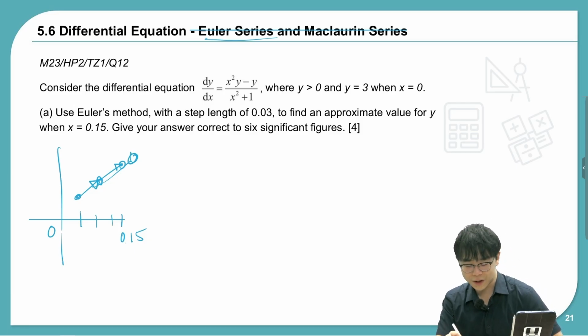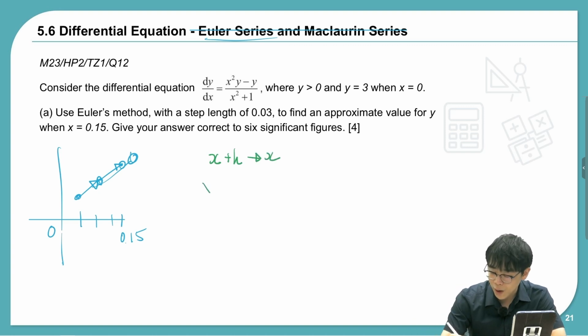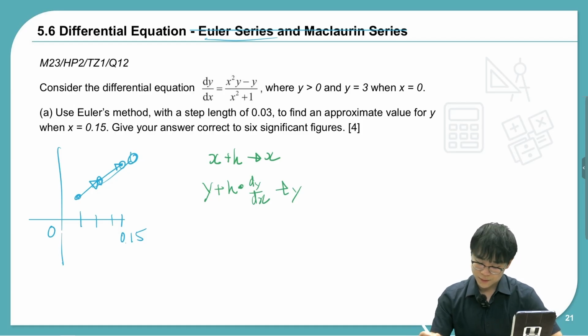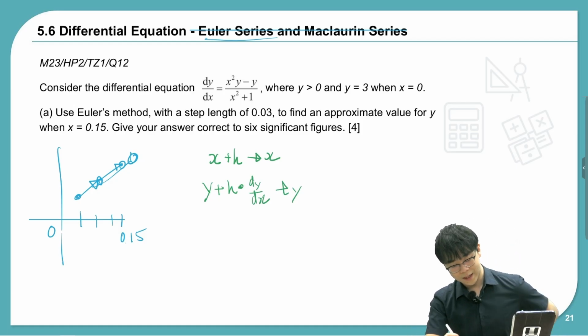So without actually solving this differential equation, we're just going to approximate it, right? So the key thing to realize here is that we're going to update our values of x plus h into our x. And we're going to say y is going to be y plus the step size times the slope, right? So this would give us a new value of y, and we would repeat this. Okay. So this is what Euler's method wants you to do.